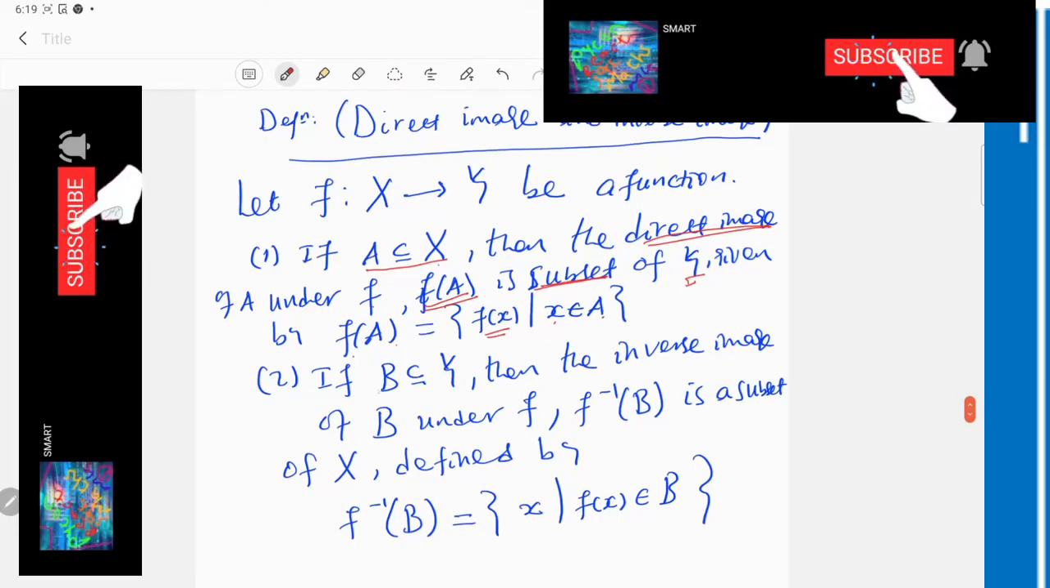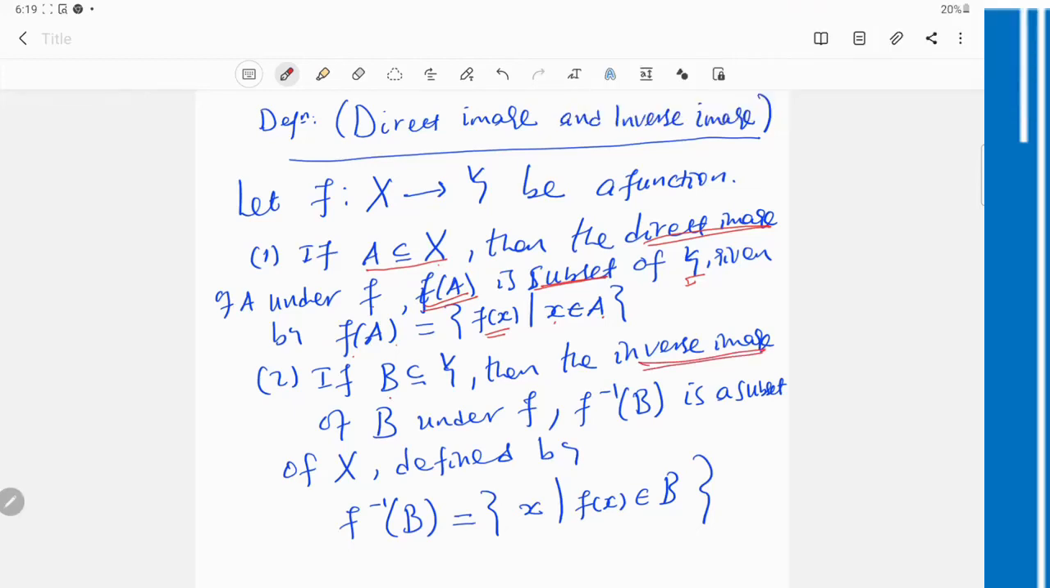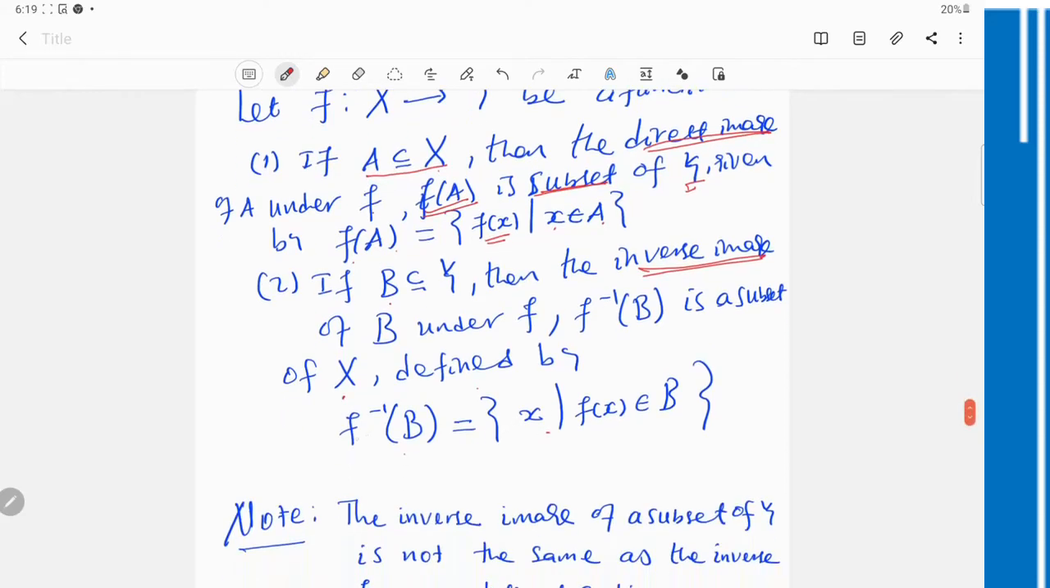And if you have B a subset of Y, then the inverse image is a subset of X defined by this one. So remember that. We say f inverse is the inverse of a function, but here f inverse of B means what? It is a subset of X, which is a set. It's not a function. This is a set, but that one is a function.